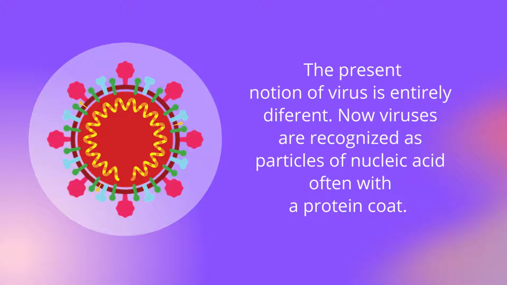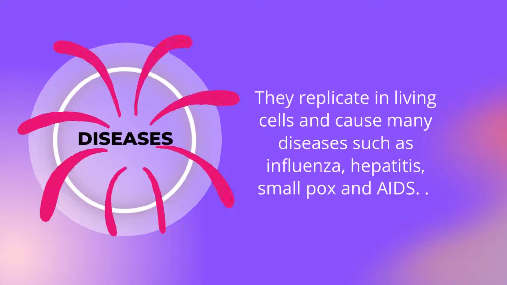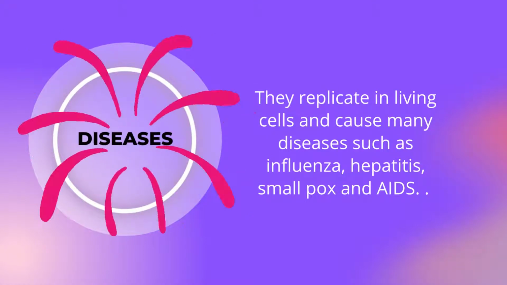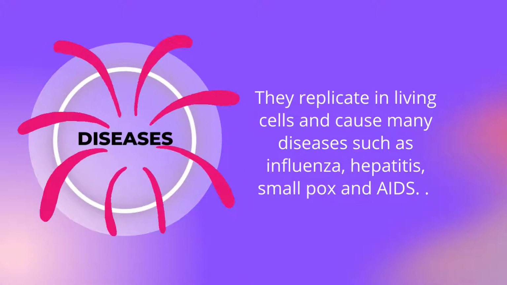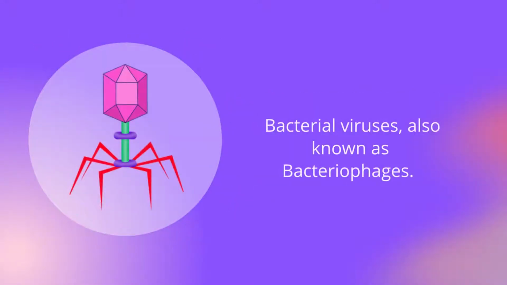Now we know that a virus consists of nucleic acid and is covered with a protein coat. It is a structure composed of two things, nucleic acid and protein coat. It usually causes disease when it replicates in living cells. It causes diseases like influenza, hepatitis, smallpox, and AIDS.